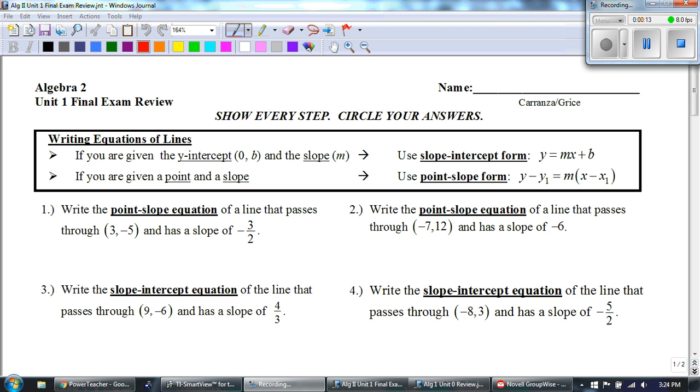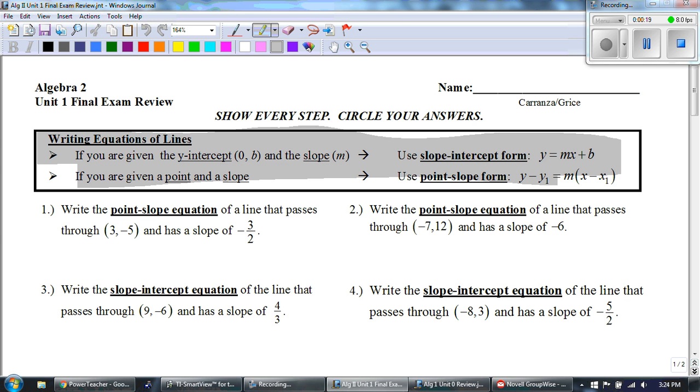So, just a quick reminder about writing equations. We got this big box right here. Okay, so if you're given the y-intercept, the y-intercept is (0, b), and the slope, we're going to use slope-intercept form, which is y equals mx plus b.